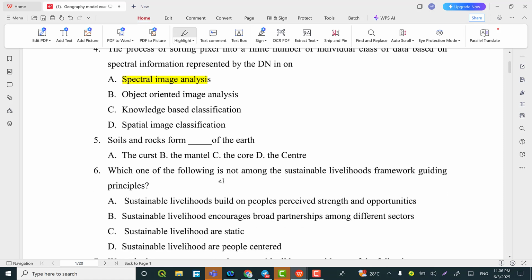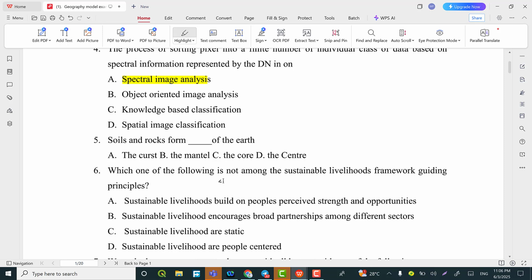The next question is related to geology. Soil and rock form the blank of the earth. A. Crust. B. Mantle. C. Core. D. Center. As you know, the Earth has three layers.